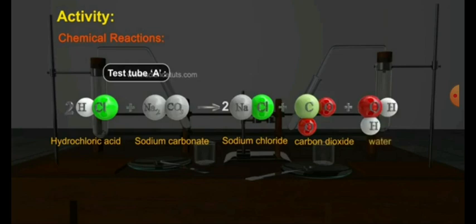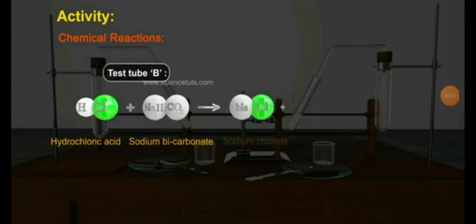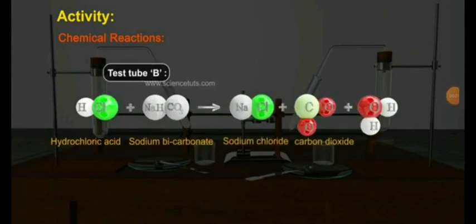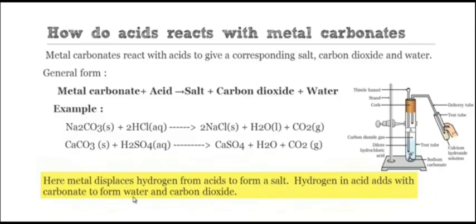Test tube A equation: you have taken hydrochloric acid plus sodium carbonate. You got sodium chloride plus carbon dioxide plus water. The balanced equation is there. Now, test tube B equation: hydrochloric acid plus sodium bicarbonate forms sodium chloride plus carbon dioxide plus water. Students, what we just discussed with the help of an experiment, once again I am giving you with examples.